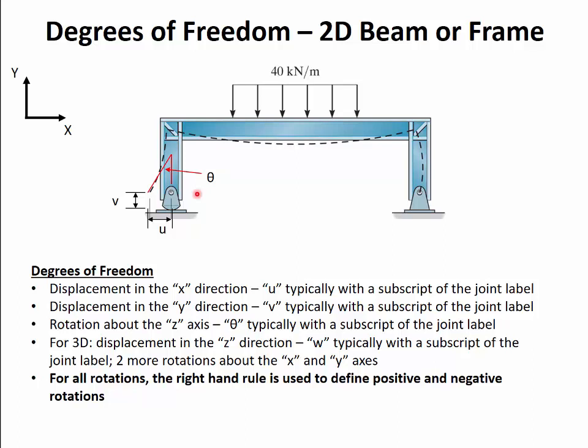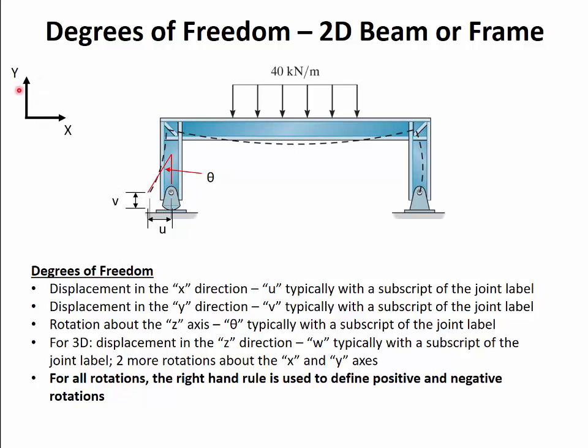If we're talking about a two-dimensional beam or frame system, we are going to have 3 degrees of freedom. We're going to have the same displacements: a displacement in the x direction, which is u, a displacement in the y direction, which is v, still with those subscripts of the joint label. I left those off here just to save space. So if this was joint A, it'd be u sub A and v sub A. And there's going to be a rotation.